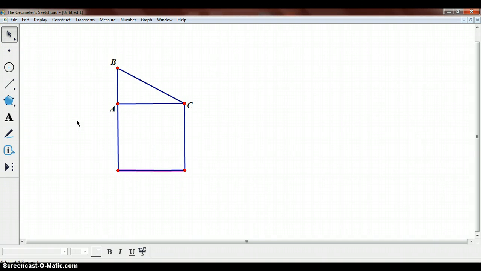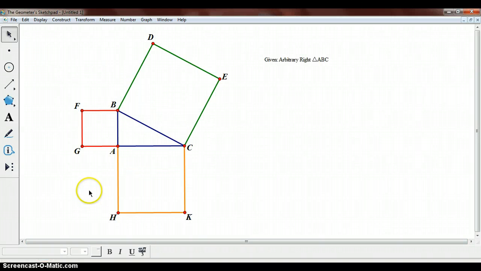So here we have the square with side length AC constructed onto the leg of triangle ABC. We will go ahead and repeat this same process for the squares of side length AB and BC. So I've gone ahead and constructed those two other squares with side lengths AB and BC.